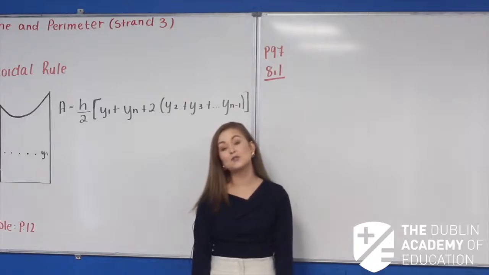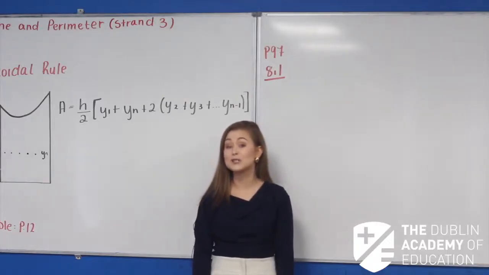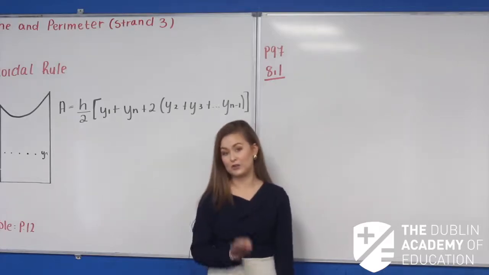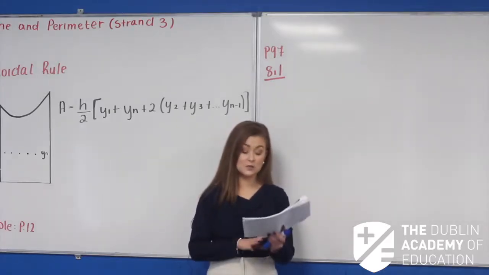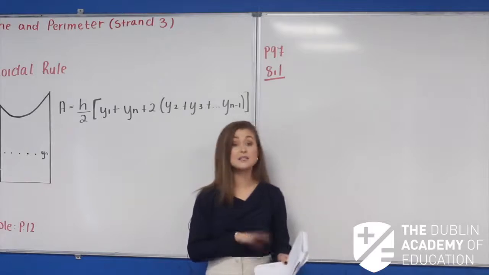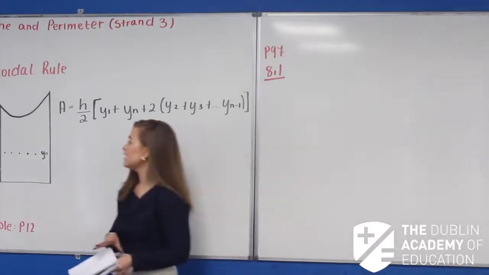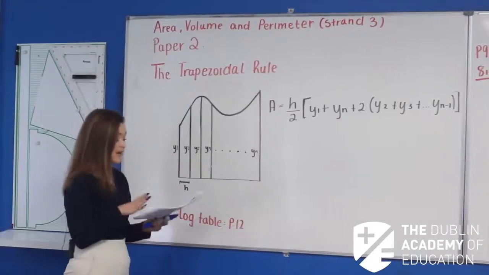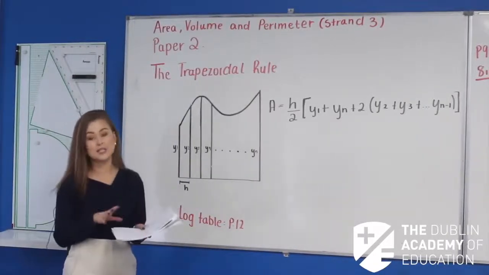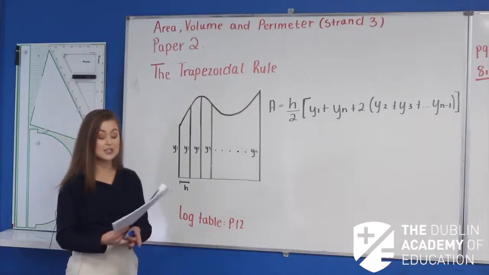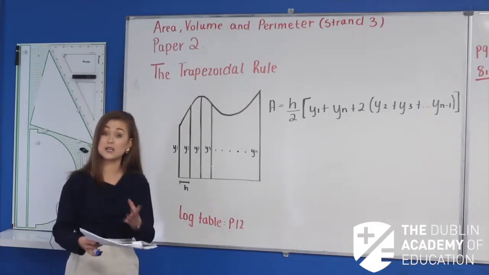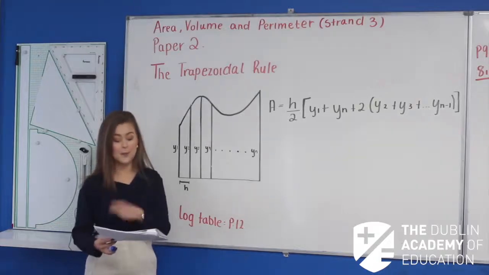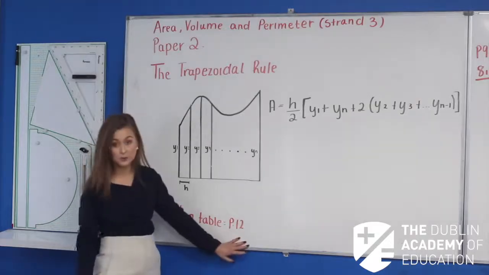Now guys, today what we're going to have a look at is trapezoidal rule, and we're going to be looking at estimating the area under a curve. So guys, in strand number 3, if you pop over to page number 96, we're going to start from there. Now on page 96, you're going to notice there's a page photocopied straight out of the log tables. If you don't have it in front of you, obviously open your log tables up and you'll see it there on page number 12.